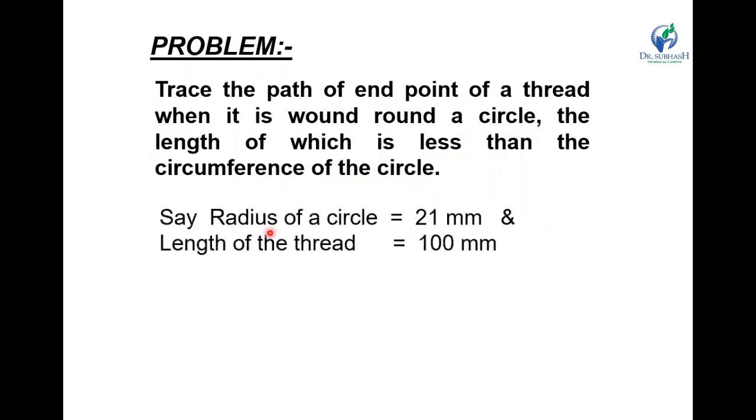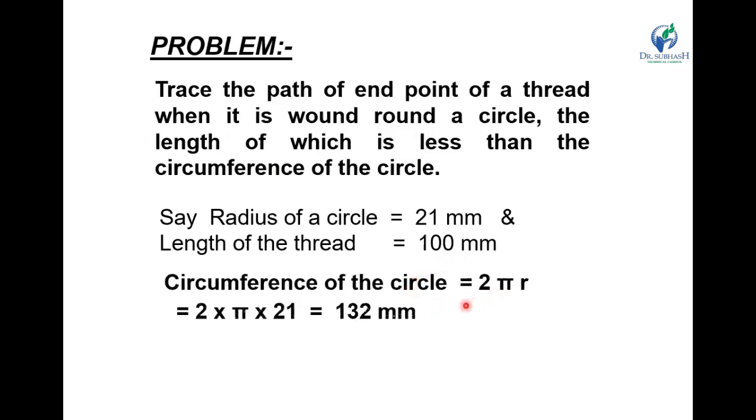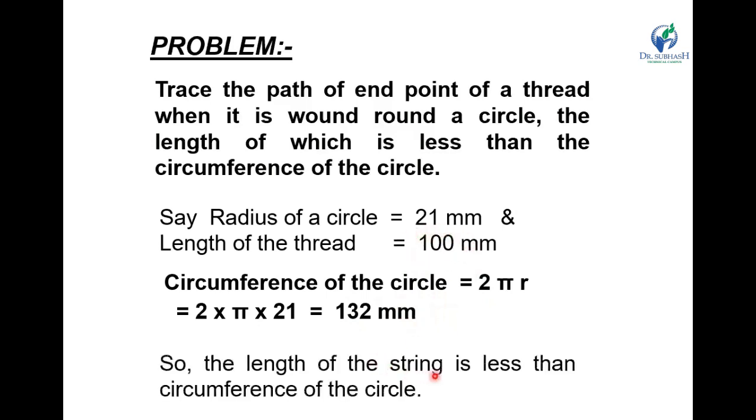Now let's take the radius of the circle as 21 mm and the length of the thread as 100 mm. As per the circumference 2 pi r, the length required for the thread is equal to 132 mm, but here the length given is 100 mm. That means the length of the string is less than the circumference of the circle, so it will not cover the total circumference of the circle.